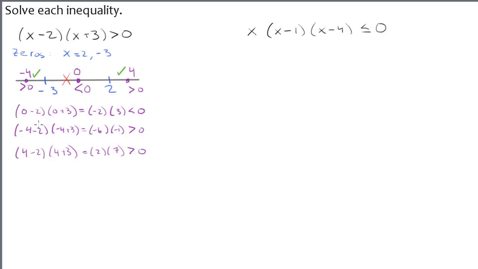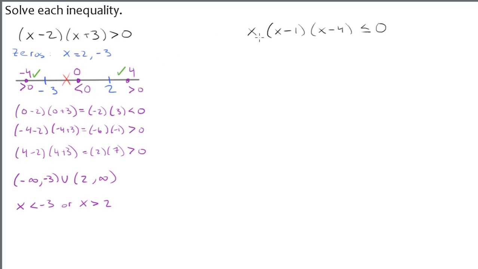So now I'm going to write up my solution using this information. If I'm less than negative 3, I'm okay. And if I'm greater than 2, I'm okay. So that's the region of my solution. x needs to be less than negative 3, or x needs to be greater than 2.